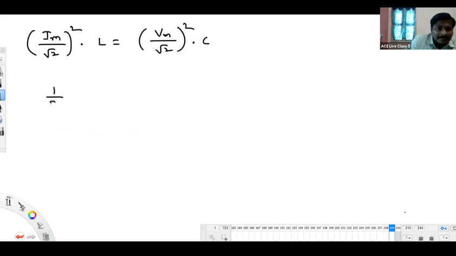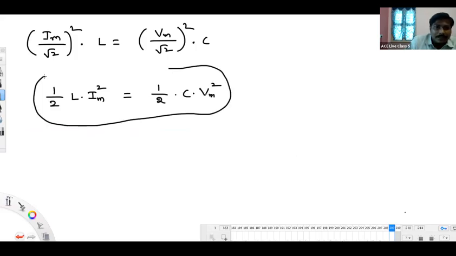Means you can comment here that half L Im square, the magnetic energy stored in the line, will be exactly equal to the electric energy stored in the line. Half L Im square is equal to half C Vm square. Peak magnetic energy stored and peak electric energy stored, these two are exactly equal for the condition of load impedance matched with the surge impedance.